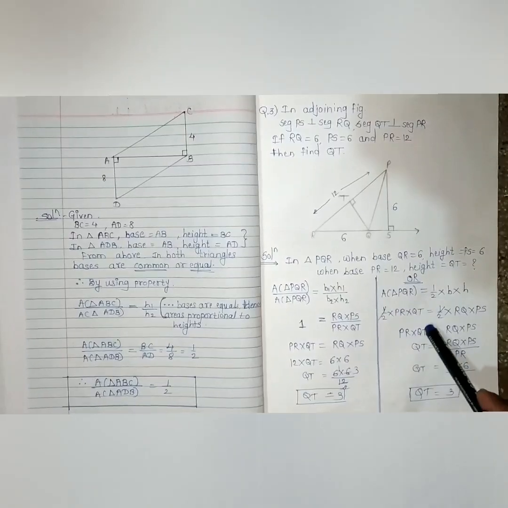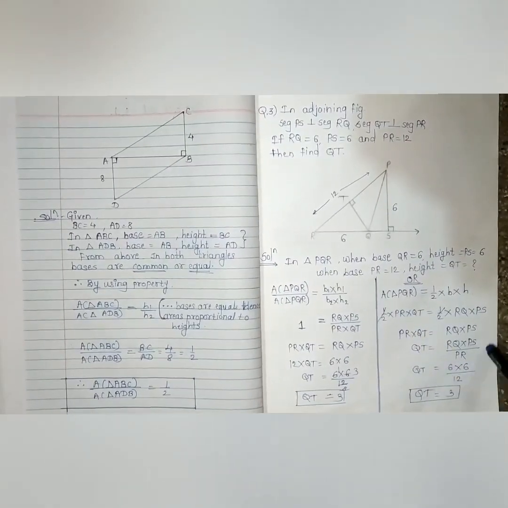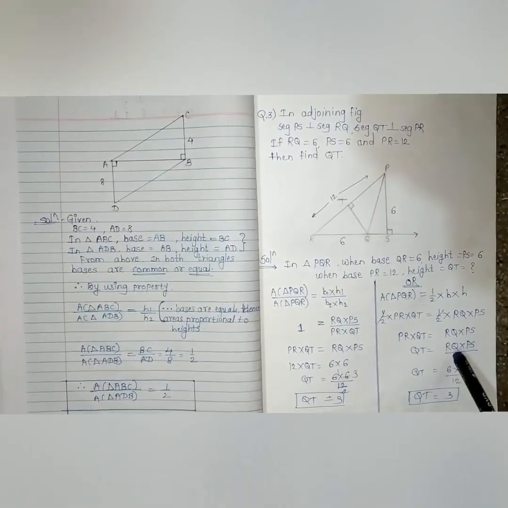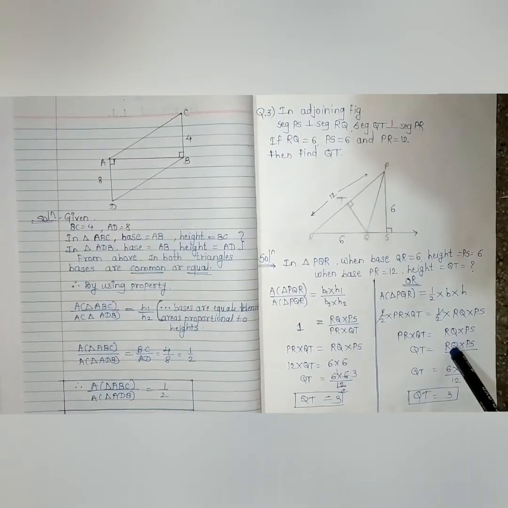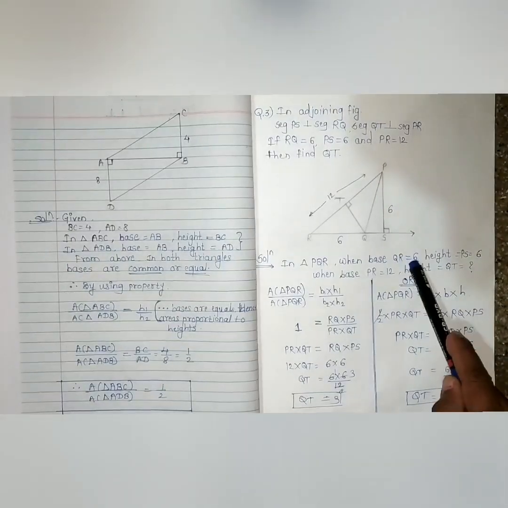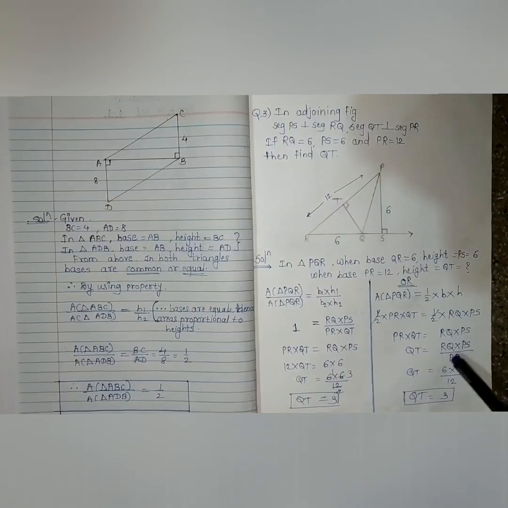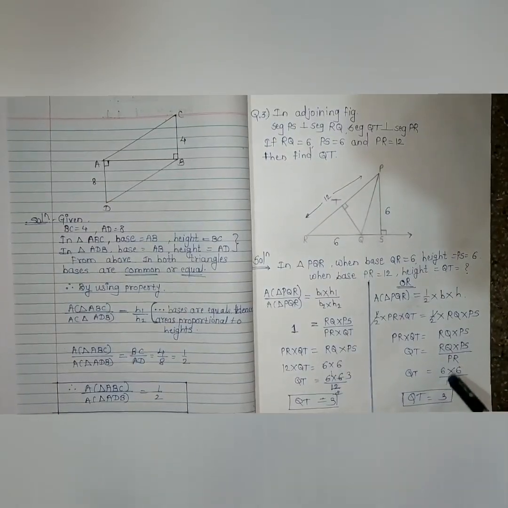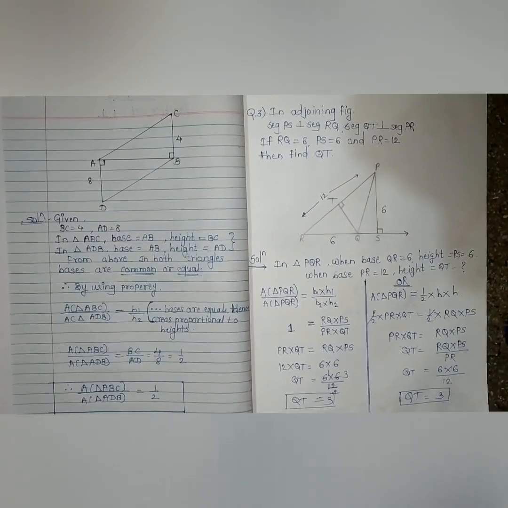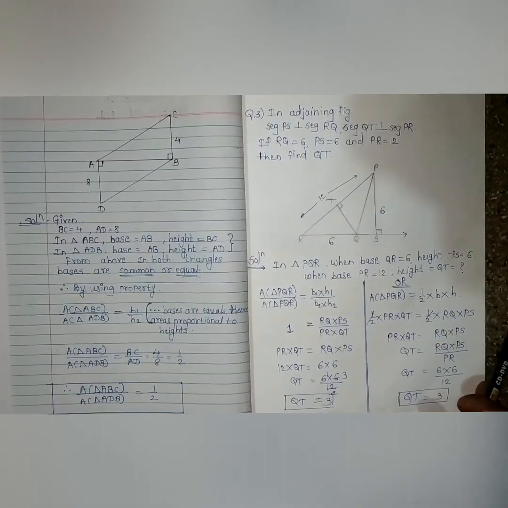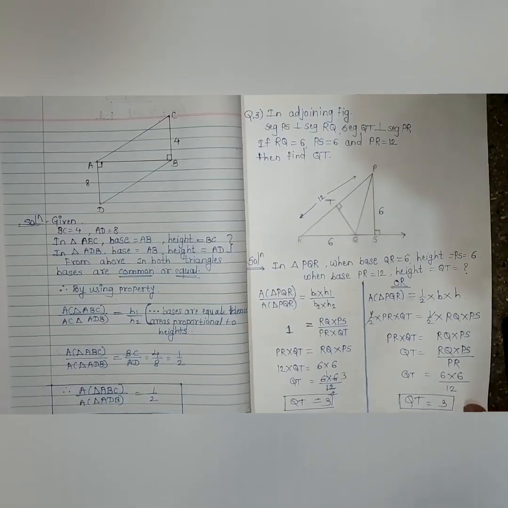QT, write QT here, PR multiply, then on this side divide RQ into PS upon PR. Substituting value, what is the value of QR? Value of QR is 6, value of PS is 6, value of PR is 12. Again 6 1s are 6, 6 2s are 12, 2 3s are 6. Therefore QT is equal to 3. This is example number 3 and the solution of this example.